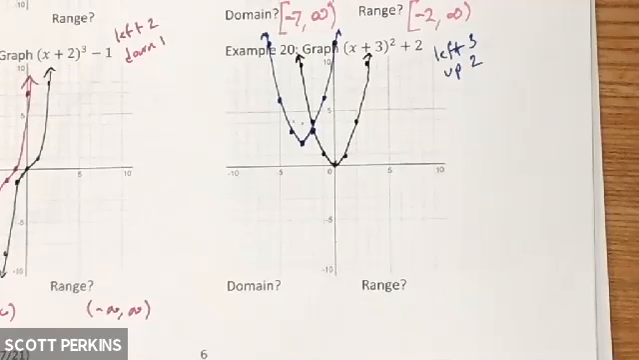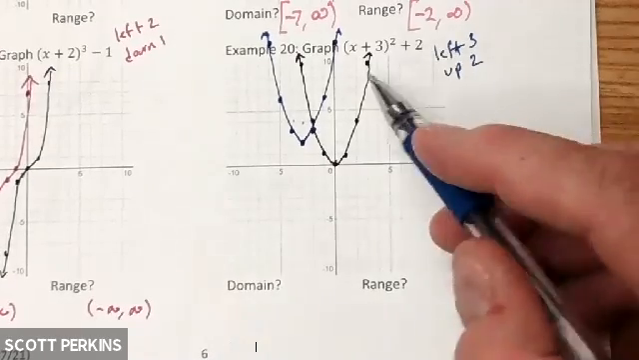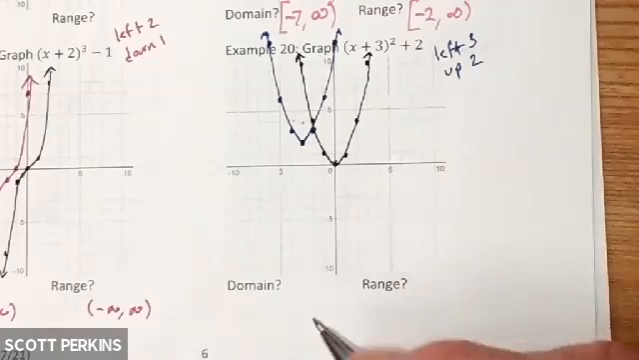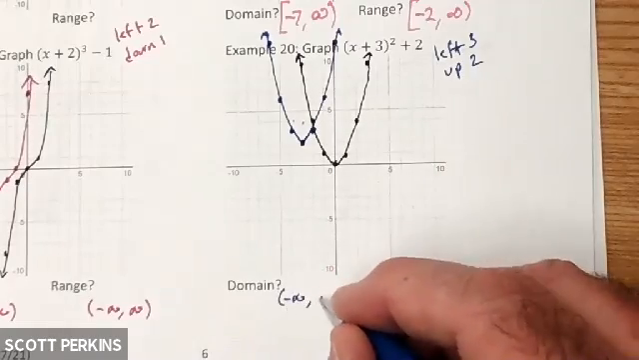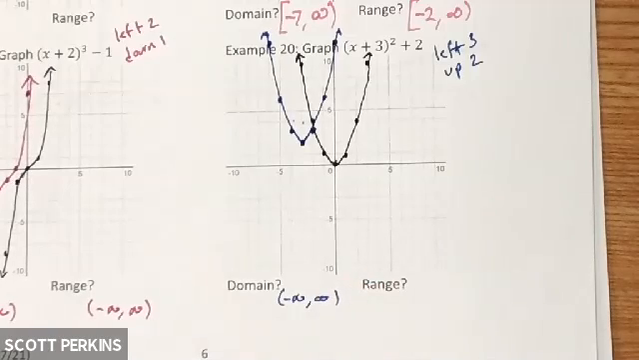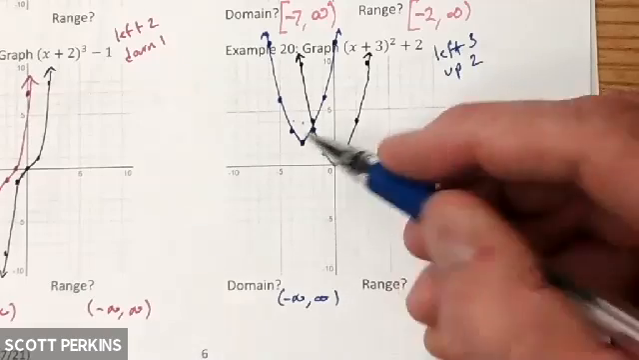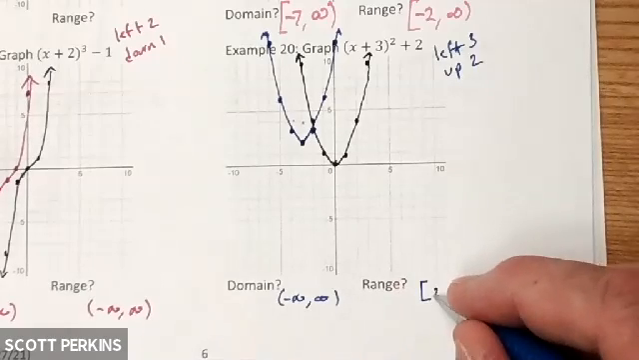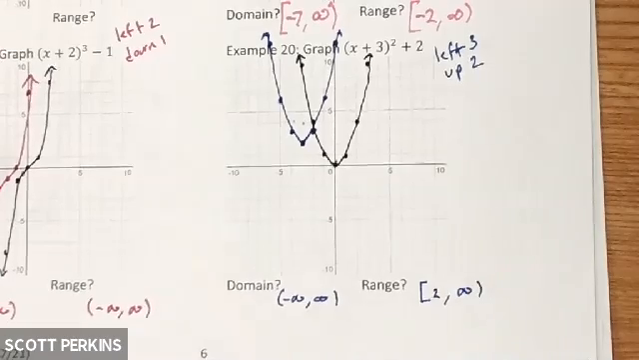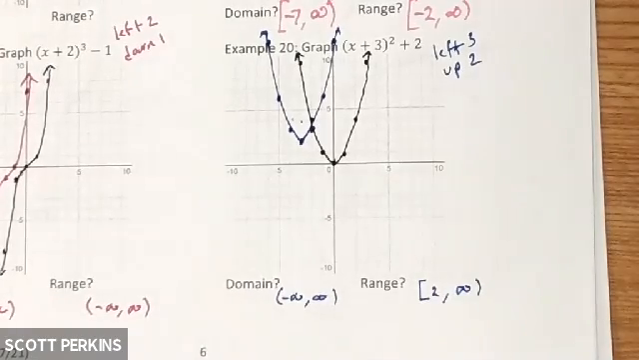The domain of the original function, the black ink right here, is -∞ to infinity, so that's not going to change. The range changes because I moved the whole thing up 2, so now the minimum value is 2, and then it goes up to infinity. So there's my domain and range of the new graph.